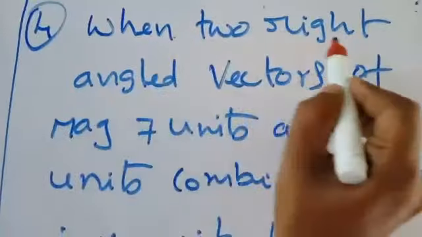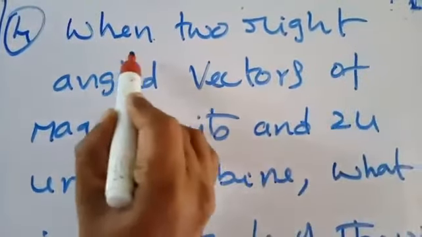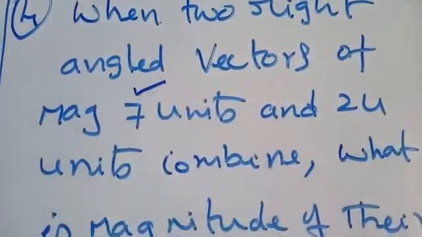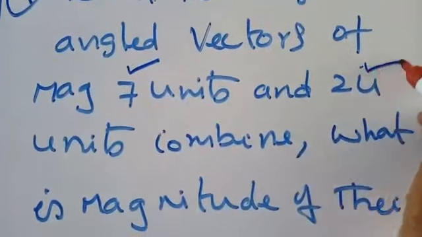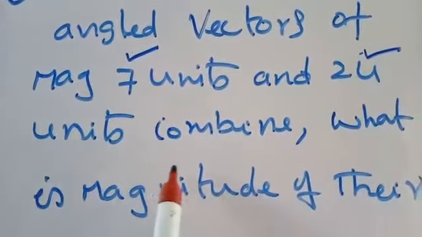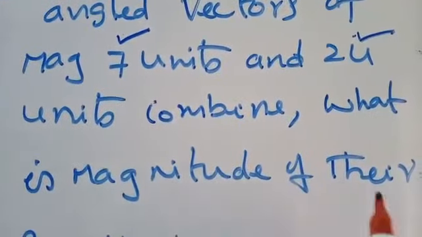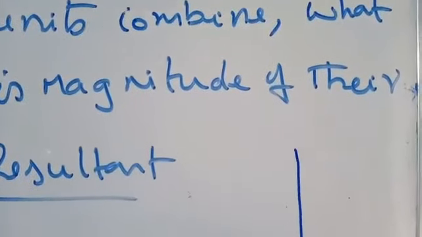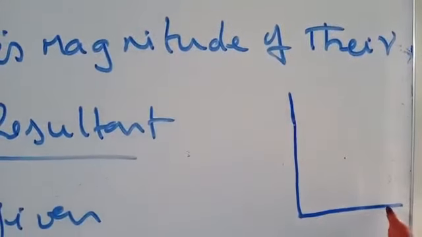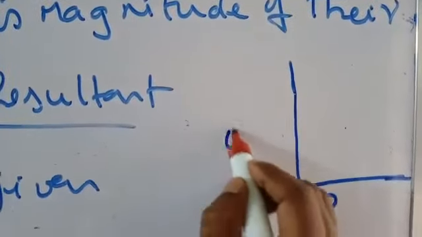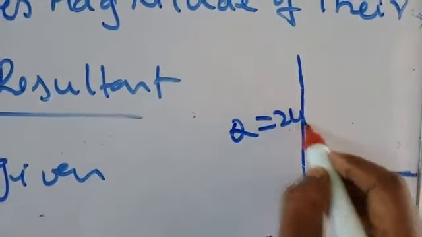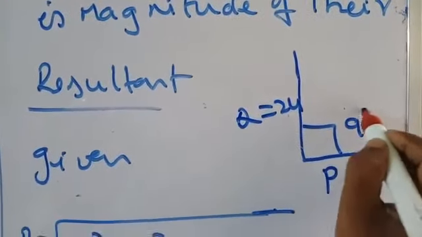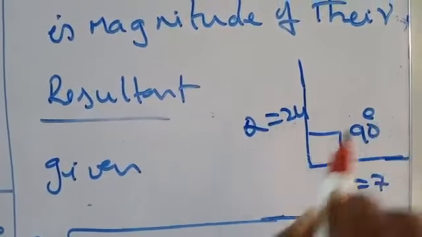Two right-angled vectors of magnitude, one is 7 units and the second one is 24 units, are combined. What is the magnitude of their resultant? These two vectors are at right angles to each other. This is P, this is Q. Q is 24, P is 7. These two are at 90 degrees, that means the angle between 7 and 24 is 90 degrees.